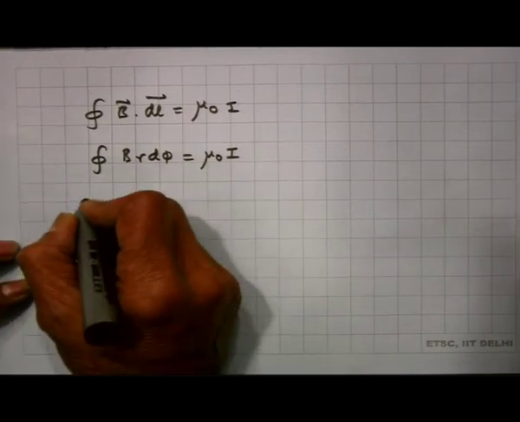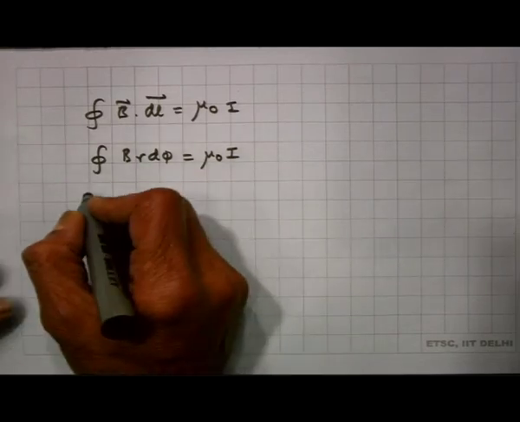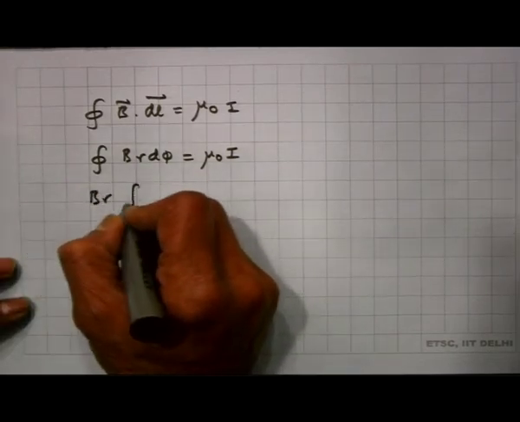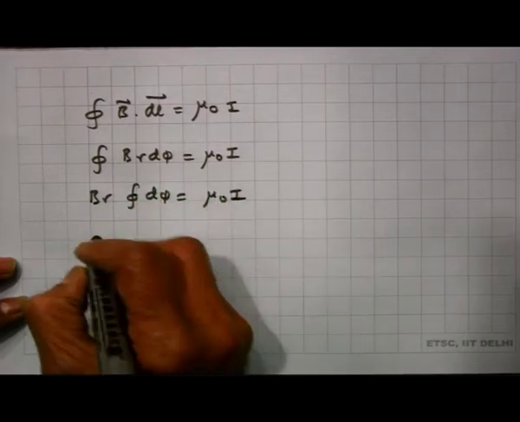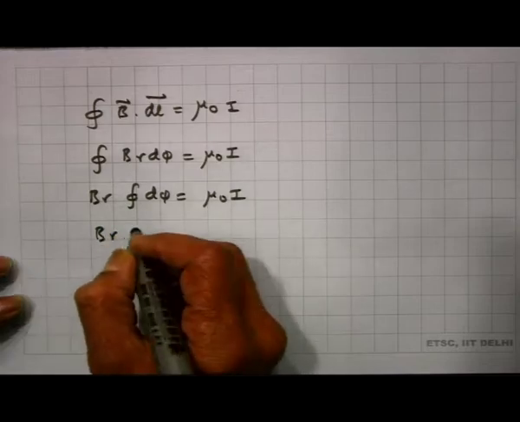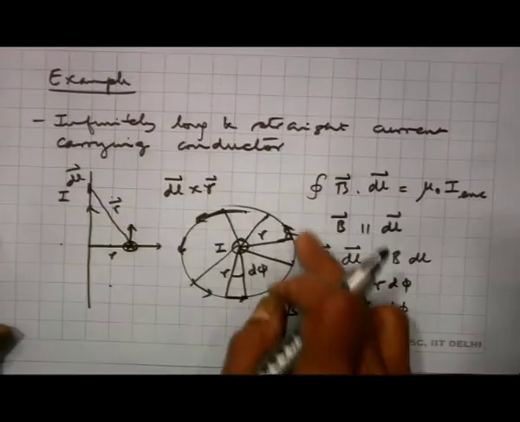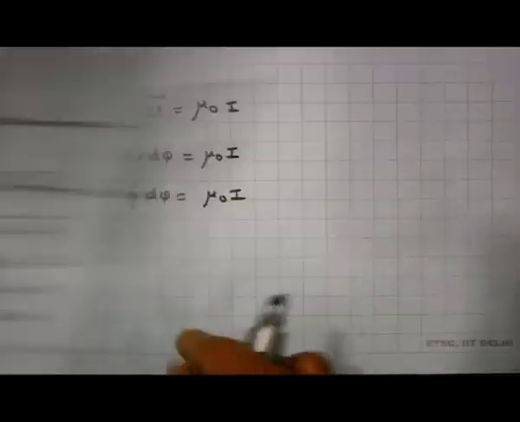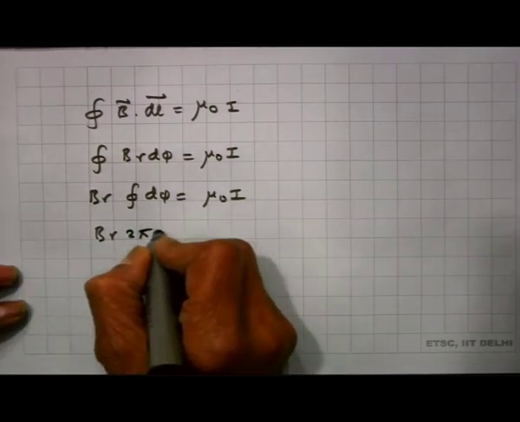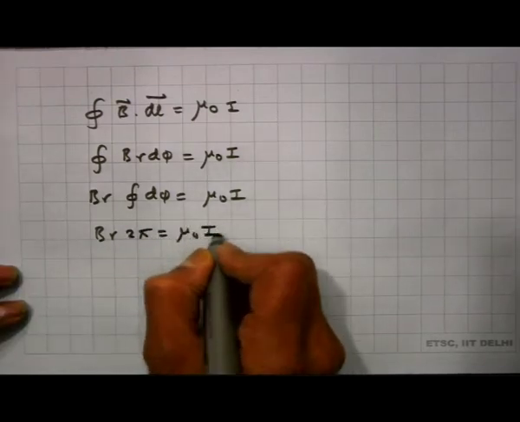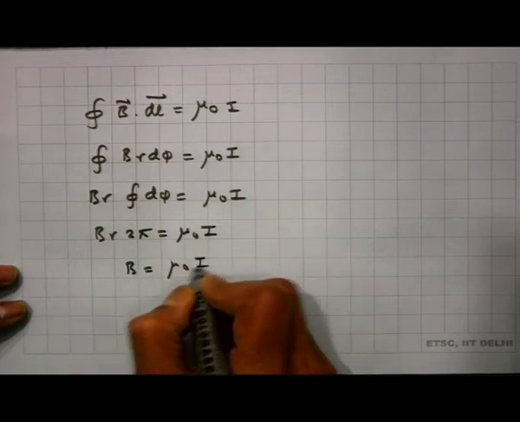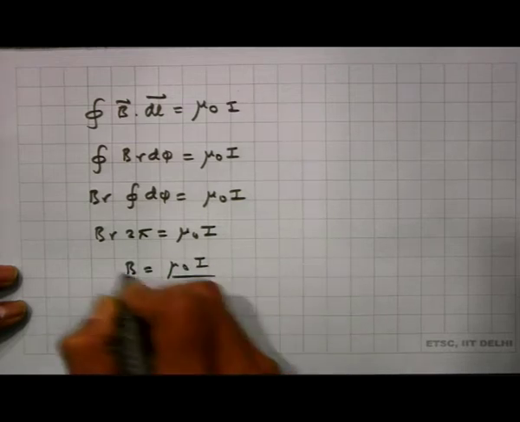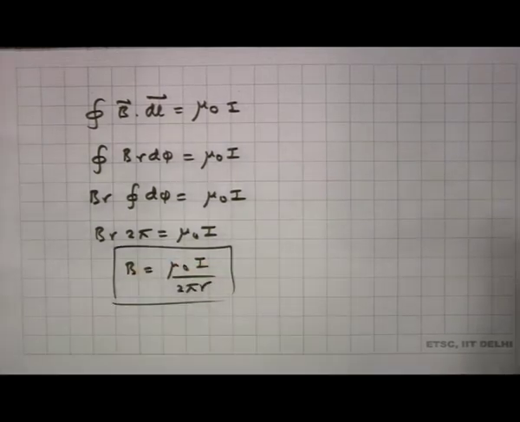So, I can take B out of the integral, and of course, r does not depend on phi. So, B r integral d phi is equal to mu naught I, where integral d phi is the total angle subtended by the circle at this point, which is 2 pi. So, B r 2 pi is equal to mu naught I. So, the magnetic field I have got is mu naught I over 2 pi r, the same as before.